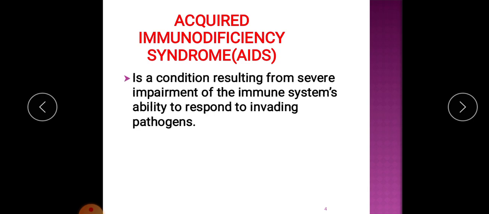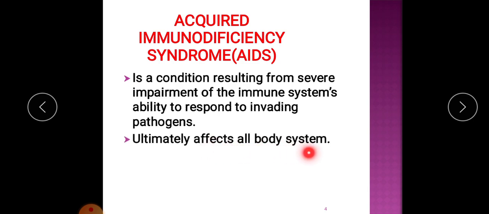The second one is AIDS. AIDS is acquired immunodeficiency syndrome. It is a condition resulting from severe impairment of the immune system's ability to respond to an invading pathogen, which is the HIV.